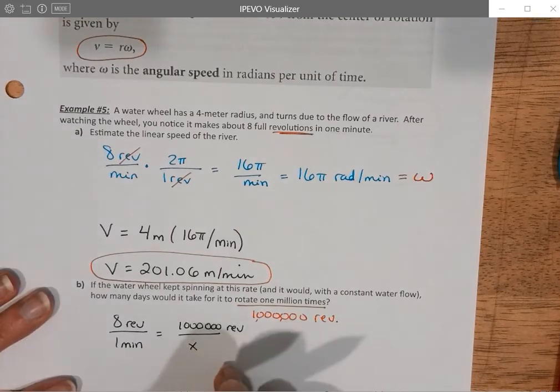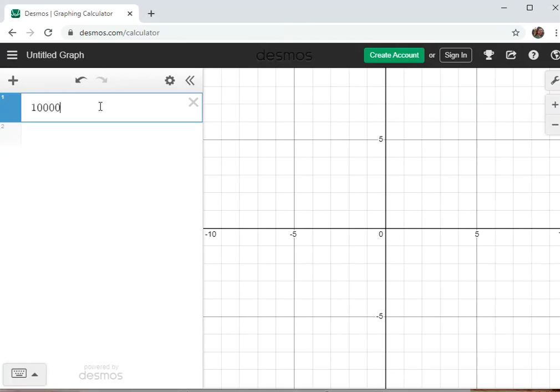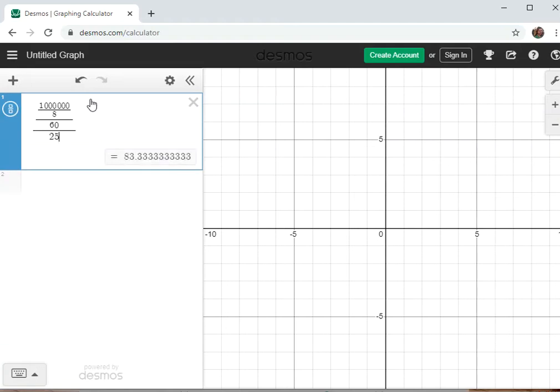So if I multiply the x over, I can divide the 8 over. So 1 million, I meant to say, divided by 8 comes out as 125,000 minutes. And we could convert that time if we wanted to. Say convert it by 60 would give us hours, or convert it by 24 would give us days, so 86.8 days.